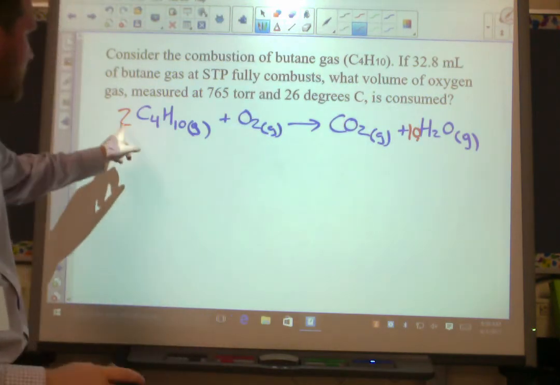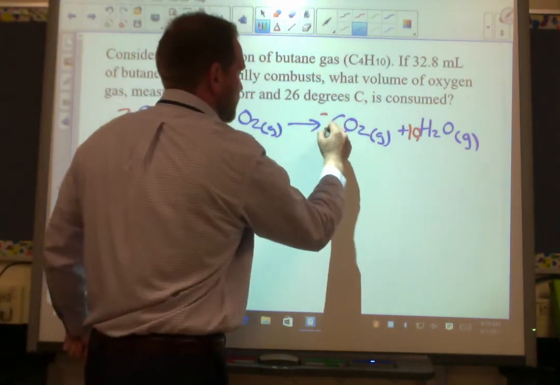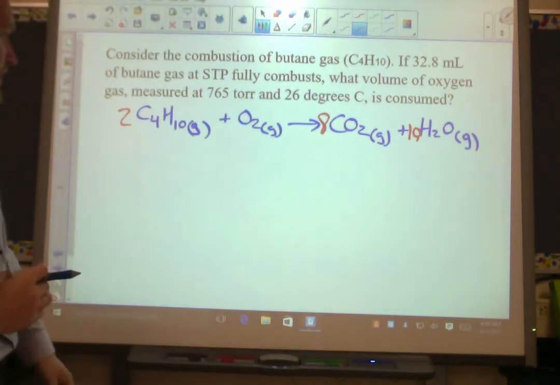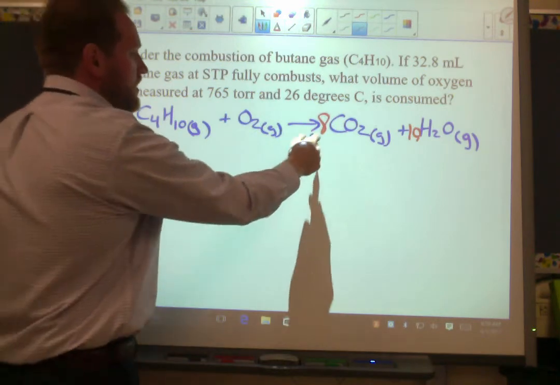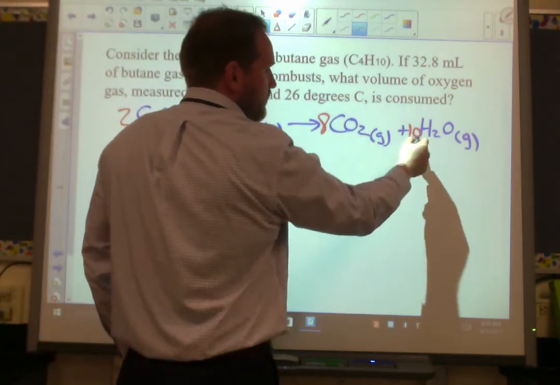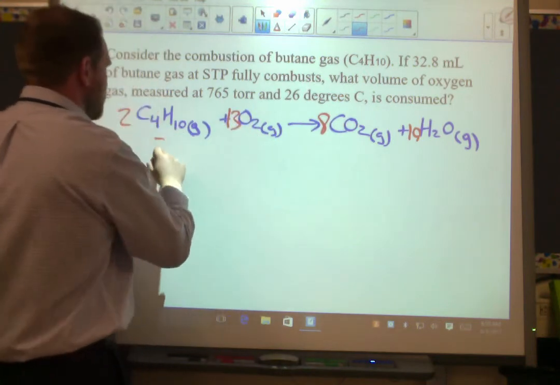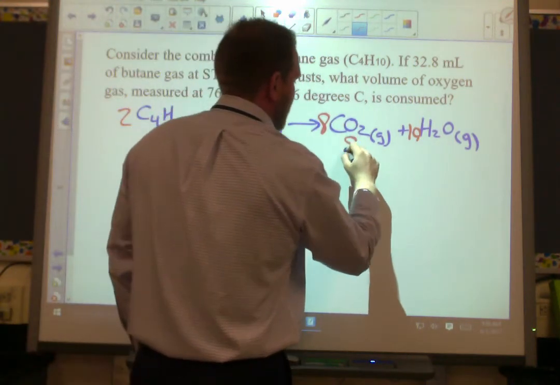Okay, now C, I now have 8, so let's put an 8 there. And now as long as our O's are even, we're in the clear. We just got to add them up. 16 oxygens here, plus another 10, that's 26, which gives me 13 here. 2, 13, 8, 10.